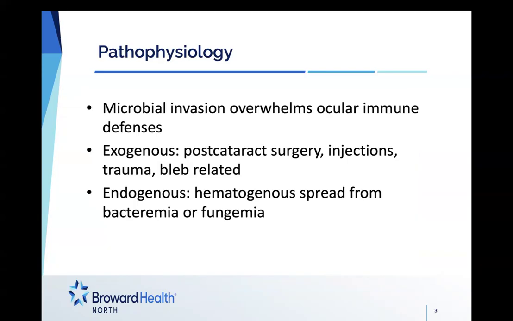If it occurs through exogenous means, it's usually due to post-cataract surgery and an intravitreal injection, such as anti-VEGF injections, which are becoming more popular for patients with macular degeneration. They're going to the clinic getting these injections, and that just increases the risk of getting an infection. Any sort of trauma or something called bleb-related, which has to do with glaucoma surgery, which we'll touch on in a second. The other means of getting an infection is through endogenous, and that'll include a bacterial or fungal infection that has spread through the blood.